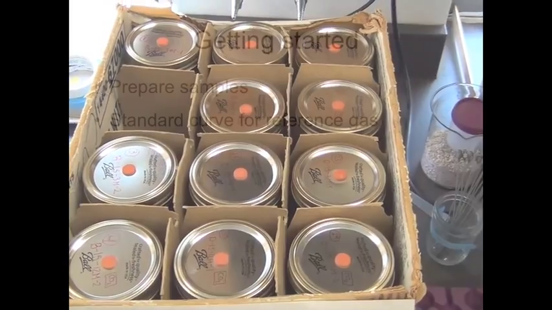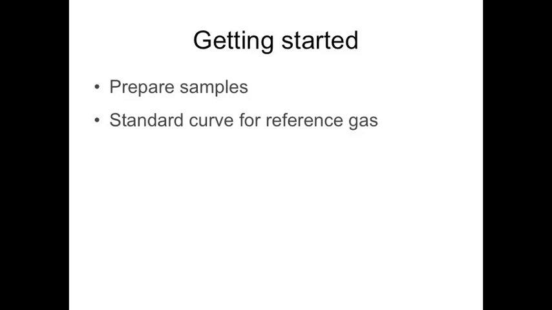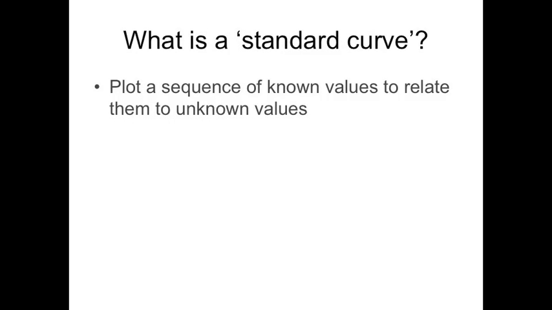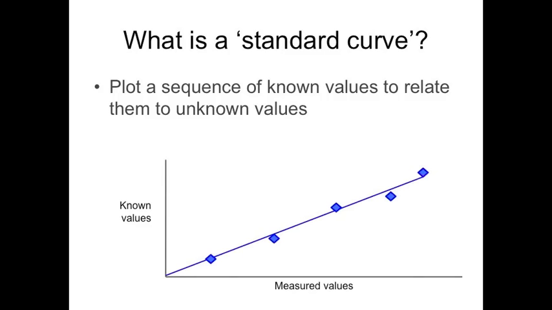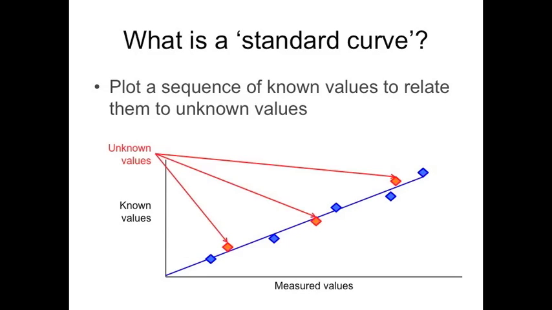Now that we have our samples prepared, it's time to measure our standard curve. But what is a standard curve? The purpose of a standard curve is to use some known values and relate them to your unknown values. Multiple samples with known properties are measured and graphed, which then allows the same properties to be determined for unknown samples by interpolation on that graph. The samples with known properties are the standards, and the graph is the standard curve.